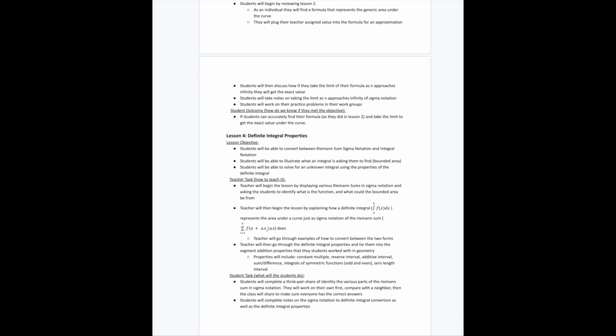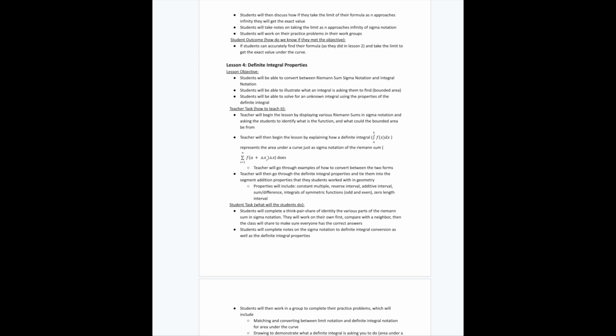In lesson 4, we are still finding that area, or talking about the area underneath the curve, but instead of writing out the limit of the Riemann sum anymore, we introduce a definite integral from a to b of f of x dx, and just start to talk about how these notationally look very different, but they mean the same thing. So teaching them, how do you recognize what is your function, what are your bounds, picture-wise, draw this, show what this means, what area are we actually finding, as well as going through those definite integral properties and tying them into the segment addition properties they learned in geometry.